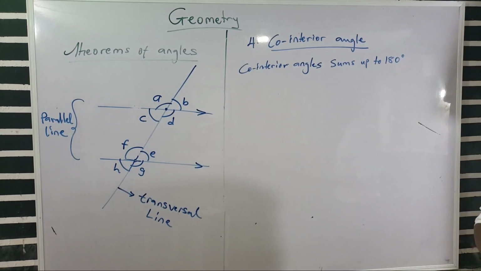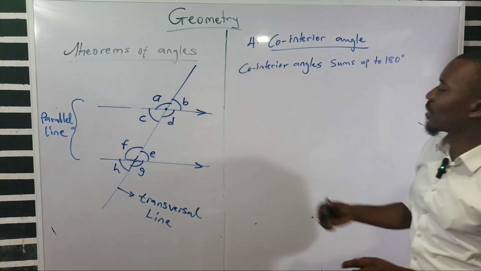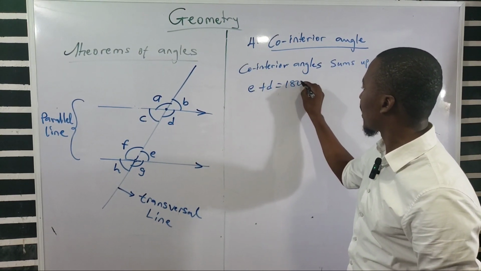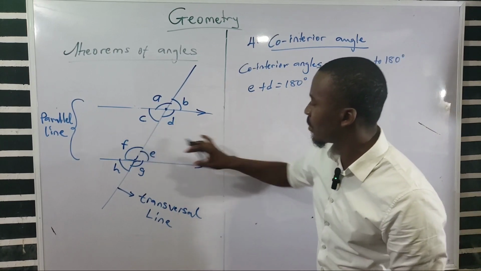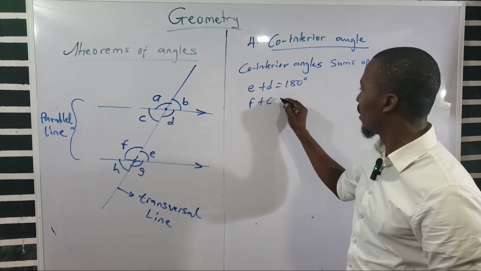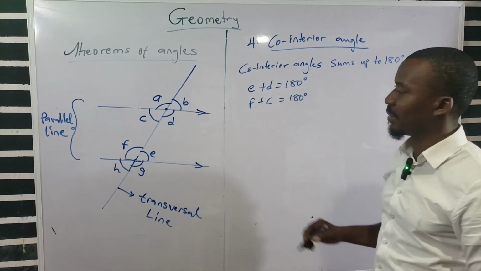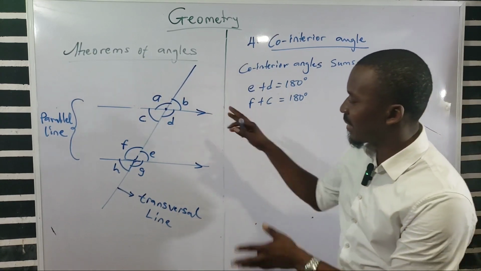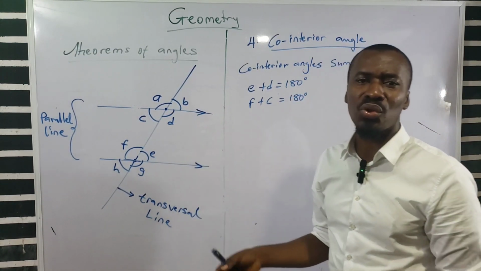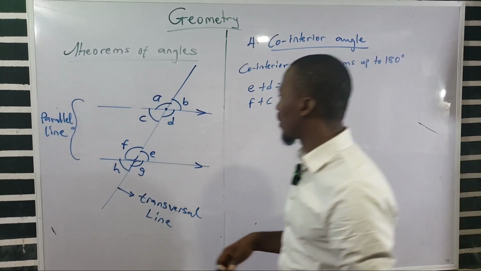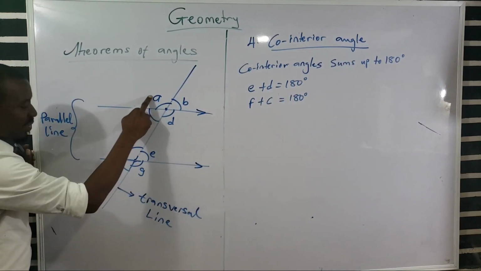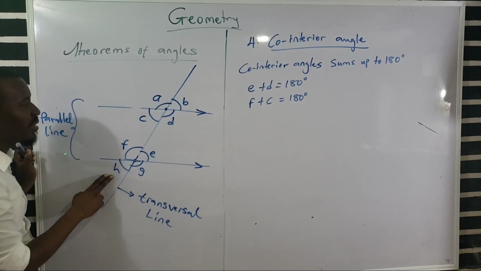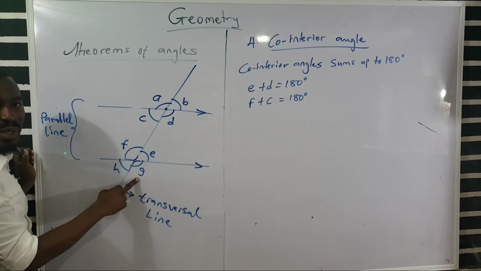So co-interior angles sum up to what? 180. So what does that mean? From what we have here, D plus E will give us 180 degrees, and also F plus C will give us 180 degrees. Now, if you look at that diagram and look at the angles, there are other angles that can also sum up to give us 180 degrees. So you can see that A and H will give us 180 degrees. B and G will give us 180 degrees.